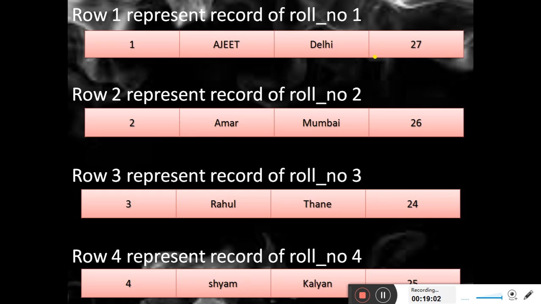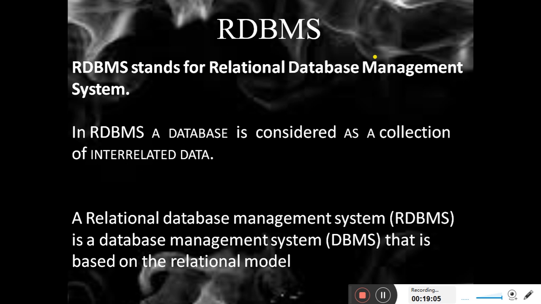Got it? So today we have learned about RDBMS. What do you mean by RDBMS? RDBMS stands for Relational Database Management System. It is a collection of interrelated data. So you can store multiple tables which are related to each other. That means there is a relationship between the tables. In one database you can store multiple tables which are related to each other, and the data you store in them is interrelated. So data inserted in those tables are related with each other.